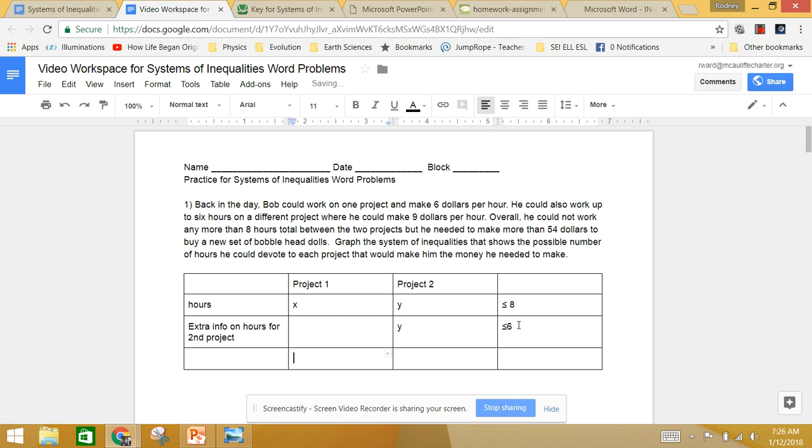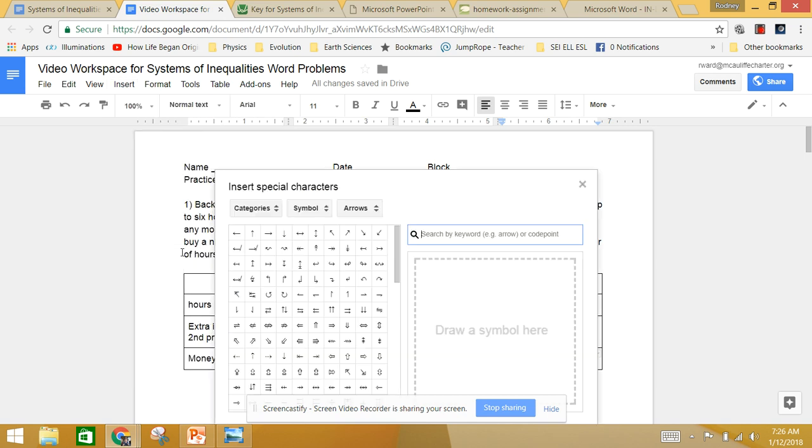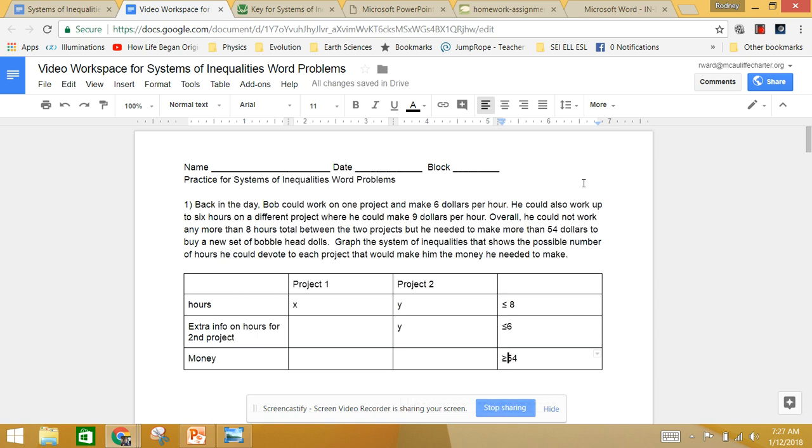Then we also know there's something about money. He needs to make more than $54. We're going to have to insert another inequality symbol. And I go into my special characters. Okay, I need a greater than symbol here. Only I don't need a greater than or equal to, so I'm going to correct that because it says he needed to make more than $54. So we're just going to say more than.